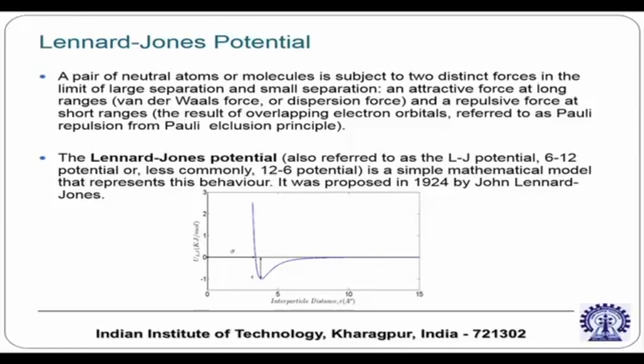The Lennard-Jones potential, also referred to as the LJ potential, 6-12 potential, or less commonly 12-6 potential, is a simple mathematical model that represents this behavior. It was proposed in 1924 by John Lennard-Jones.